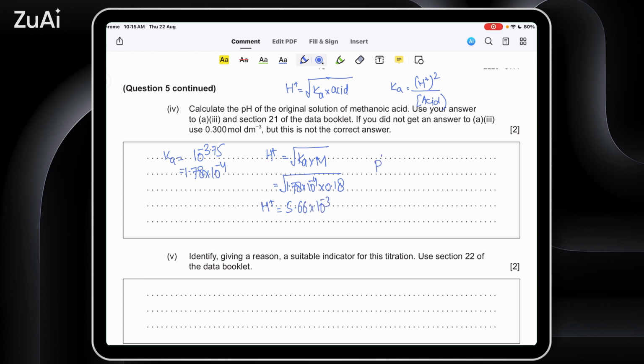Once we have the hydrogen ions, we can easily find the pH by applying the formula. pH is equal to negative log of hydrogen ion. So negative log of 5.66 times 10 to the power negative 3. That's the way to solve this question. So which is 2.247.